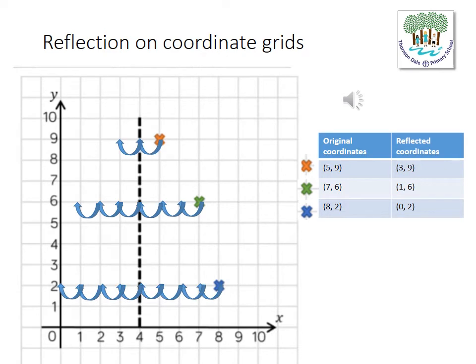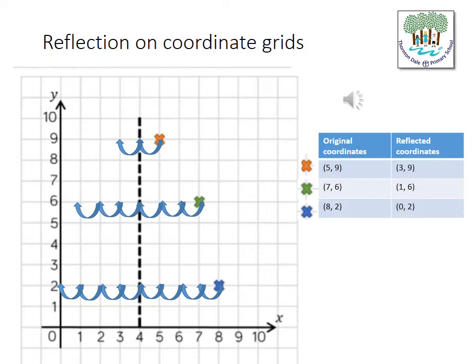So today we're focusing on reflection with coordinates. If we look at the grid, you can click with the mouse and you'll see some arrows appear. If we look at the orange cross, to be able to reflect it in the mirror line, which is shown going vertically up through the point 4 on the x-axis, we can see that the orange coordinate starts at 5, 9, and then it's one space away from the mirror line, which means it's going to move 1 on the x-axis.